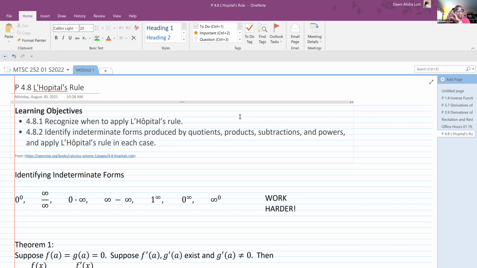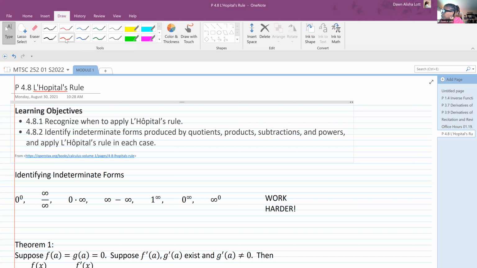Okay, so let's talk about first identifying what our indeterminate forms are. So our indeterminate forms are as follows.